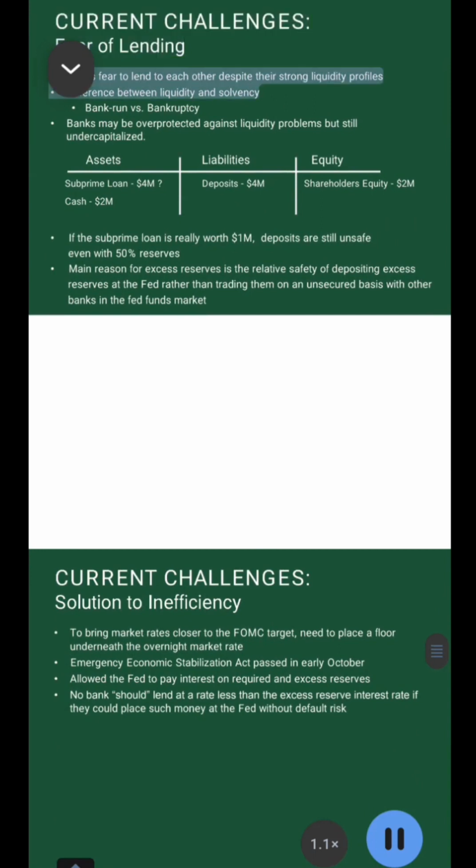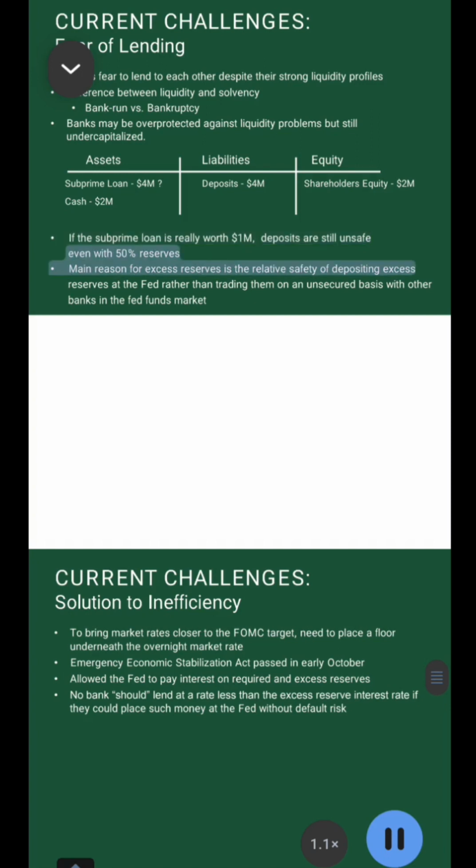Current challenges: fear of lending. Banks fear to lend to each other despite their strong liquidity profiles. Difference between liquidity and solvency. Bank run versus bankruptcy. Banks may be overprotected against liquidity problems but still undercapitalized. Assets, liabilities, equity: subprime loan $4 million; cash $2 million; deposits $4 million; shareholders' equity $2 million.